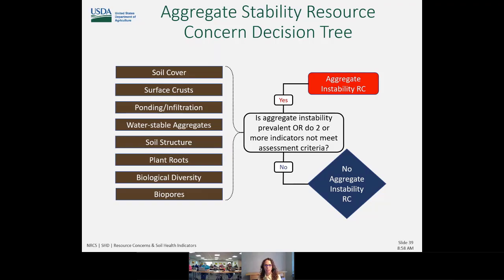And for aggregate stability, you have the same indicators, and the decision tree is centered around whether there is prevalent evidence of aggregate instability. If you did the slake test or the slump test, or you see evidence in the field that would reflect clear aggregate instability, or if 2 or more indicators don't meet the assessment criteria, then you can determine that there is aggregate instability as a resource concern.